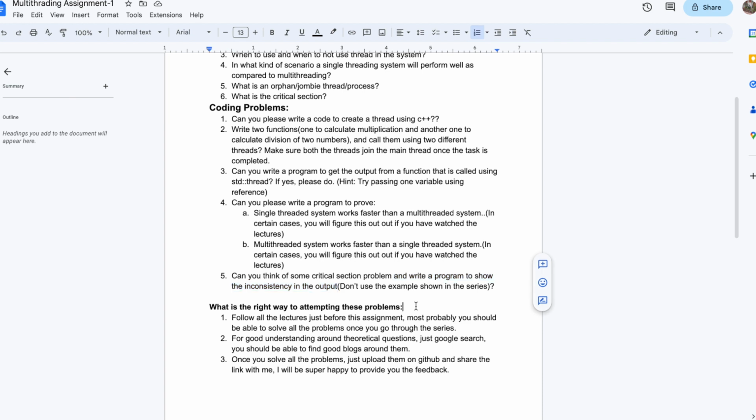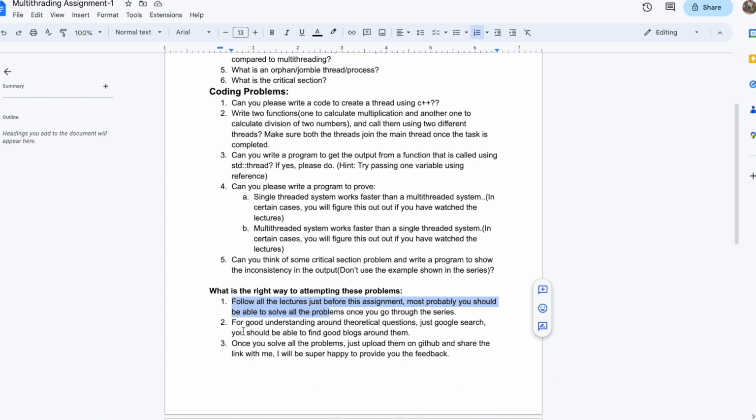If we talk about the right way to attempt these problems, first follow all the lecture series before this assignment. Most probably you should be able to solve all the problems. The second point we have already discussed: you can just make a Google search around these topics, and you will get good blogs around these different topics, and you can go through them.